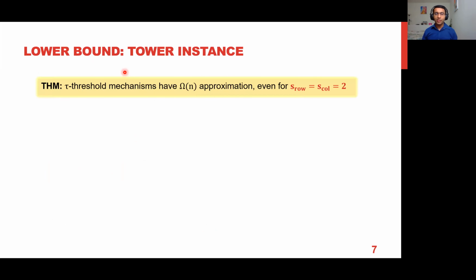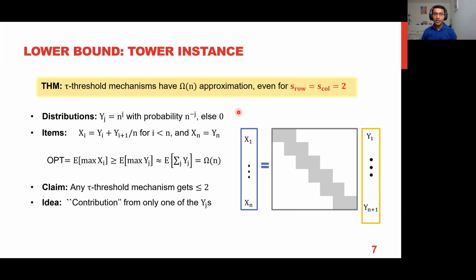Let's first have a quick look at why threshold algorithms perform badly. There are instances where, if you set any threshold, the best you can get is an omega n approximation, which is much worse than a constant approximation. And this holds even when the row and column sparsity are very small, like even just 2. And here's the quick idea of the instance.